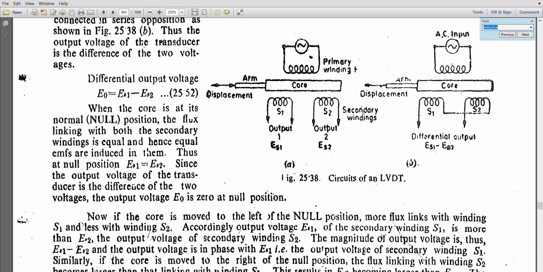These are connected in series opposition. Once you connect in series opposition, at the null position, that is this position, an equal EMF gets induced in S1 and S2. Why is that getting induced? Due to the change in permeability and reluctance, right? So the output is given as ES1 minus ES2. In the null position, both get equal EMF, which results in 0.